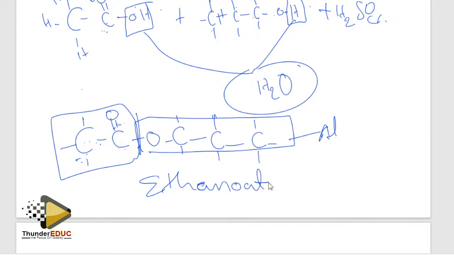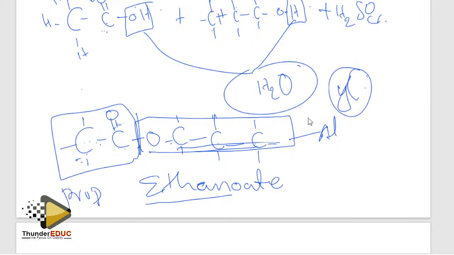No, wait. You go up to this point, yes? Ethano, wait. But now you have this side group. Remember, once you add YL, it means that this is a side group. 1, 2, 3. So it is 3 of them. So it's prop, and then I add YL, propyl ethanoate. So guys, that's how you're supposed to name the carboxylic acid and the esters. So don't make a mistake.